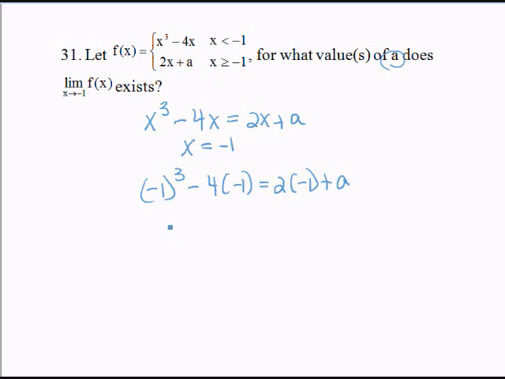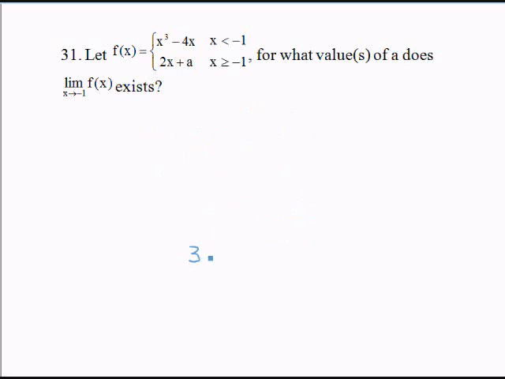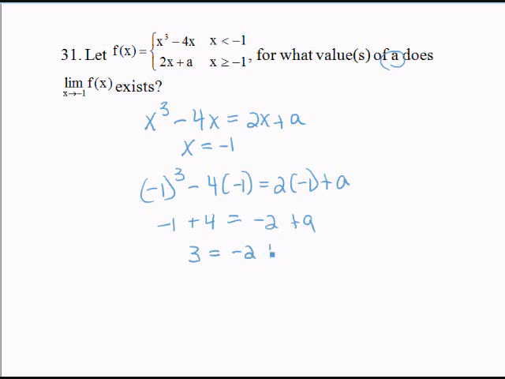So -1 to the third is -1, minus 4 times -1. I don't know why I'm doing that, you can do it in your head. This is -2 plus a. So that's 3 equals -2 plus a, and a equals 5.